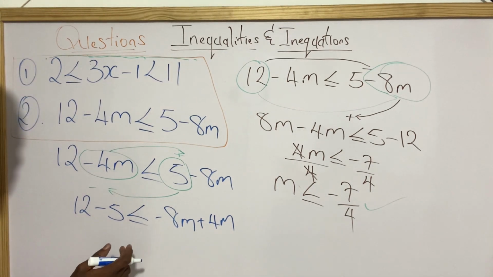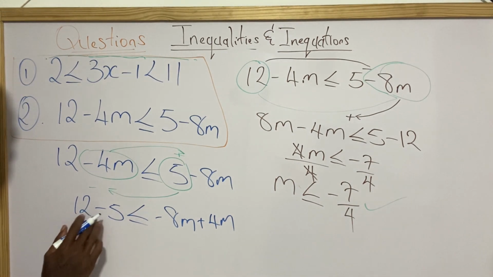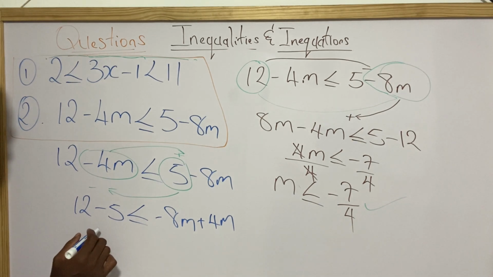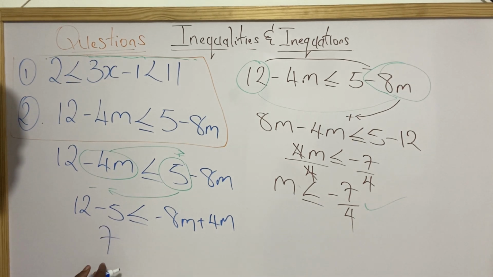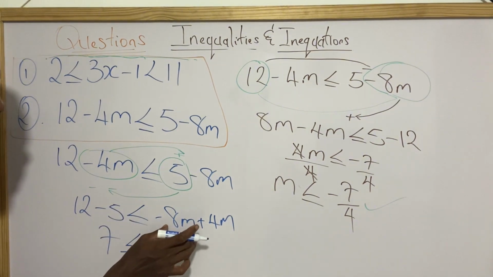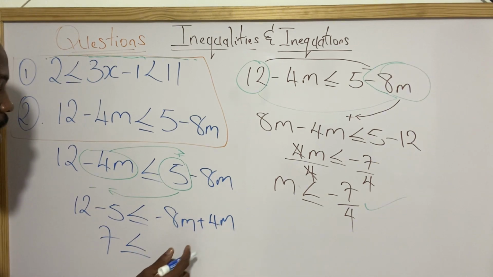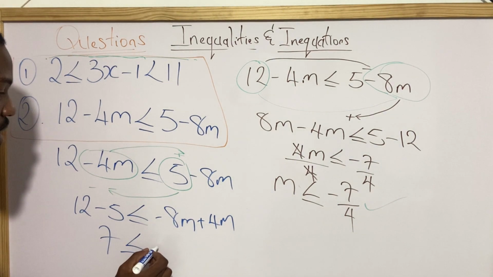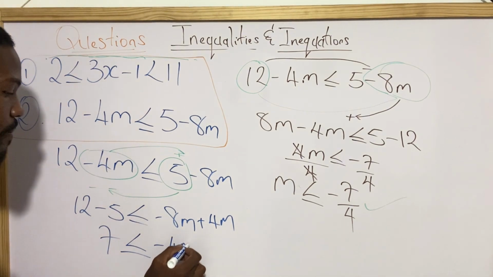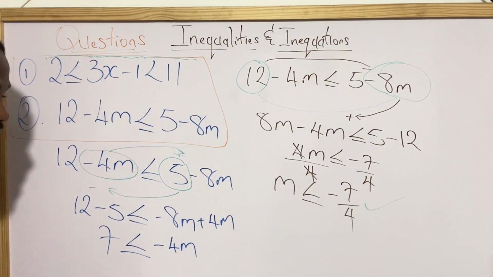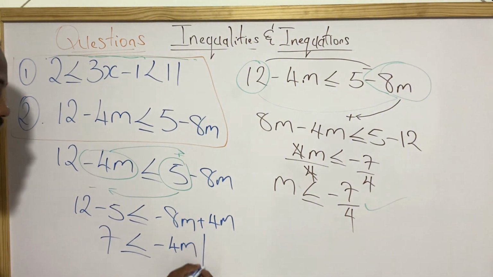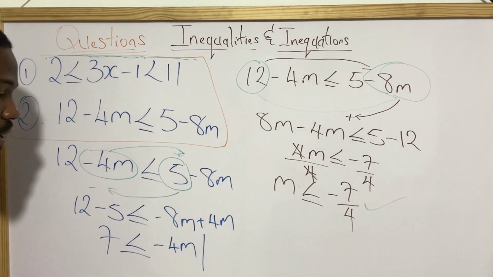Now, if we look right here and work this out, 12 minus 5 is going to give me 7, right? And we are saying 7 is less than or equal to negative 8m plus 4m, which is literally going to give me negative 4m, right?